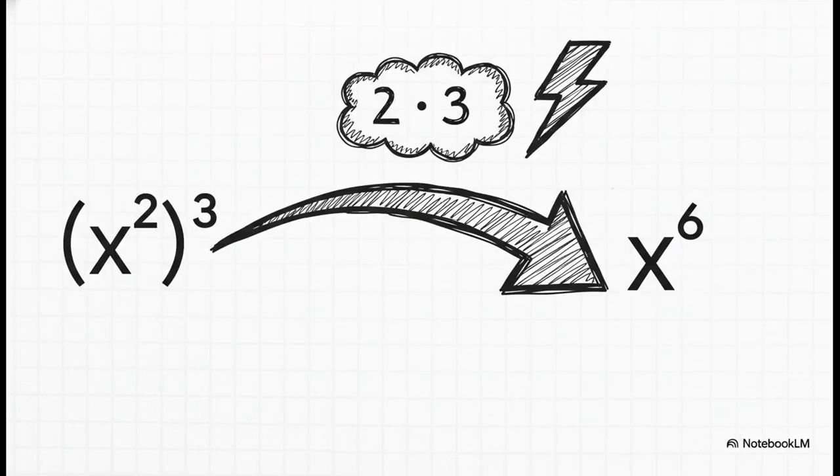So you see, the power rule is just a fantastic shortcut for that whole process. Instead of writing all that stuff out, we can just look at our original exponents, the 2 and the 3, multiply them, and bam, we get 6. Both roads lead to the same answer, x to the 6th, but our new shortcut is way, way faster.